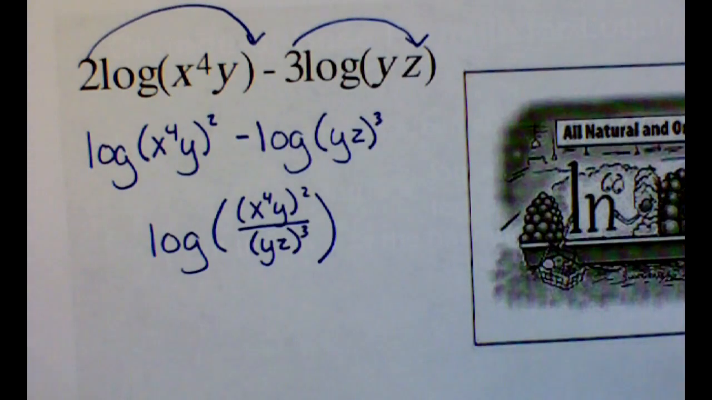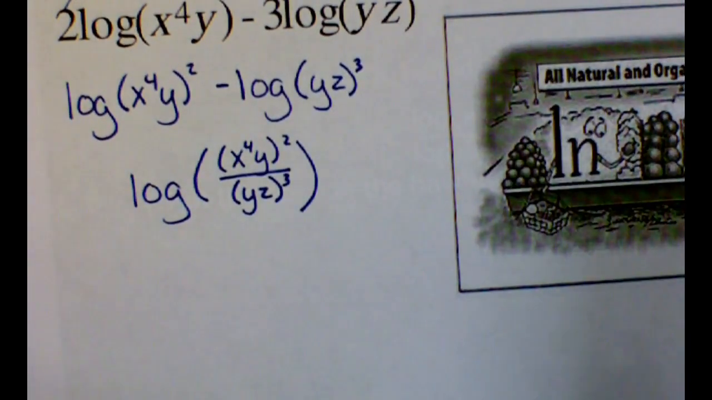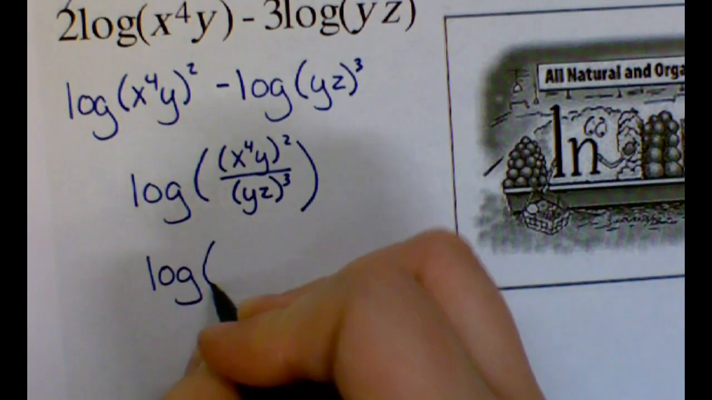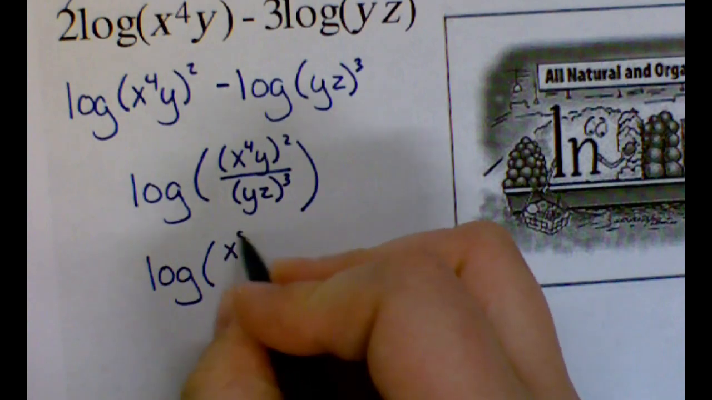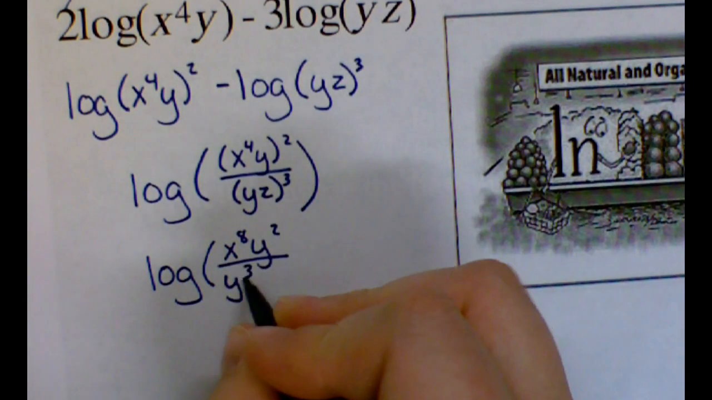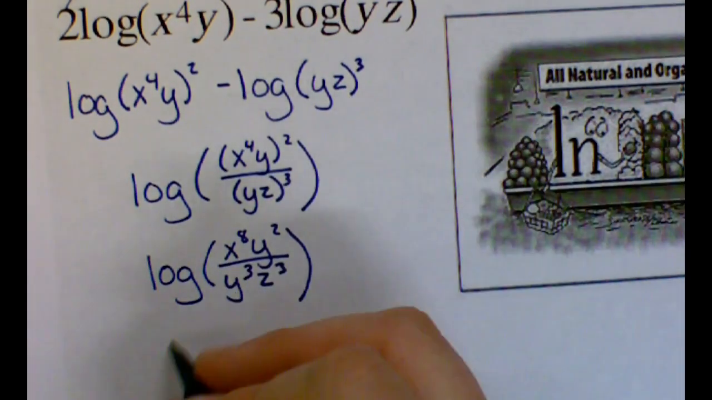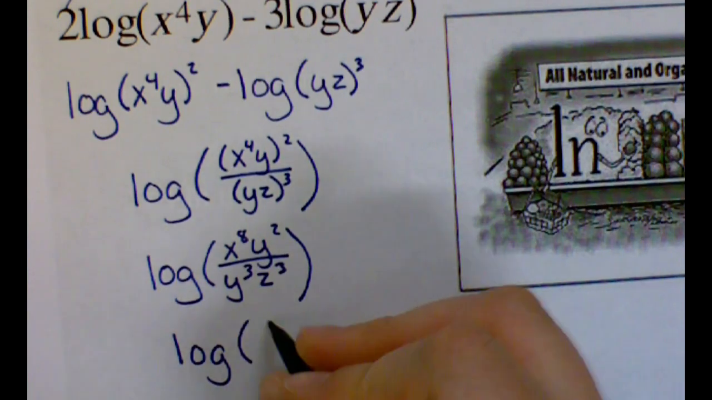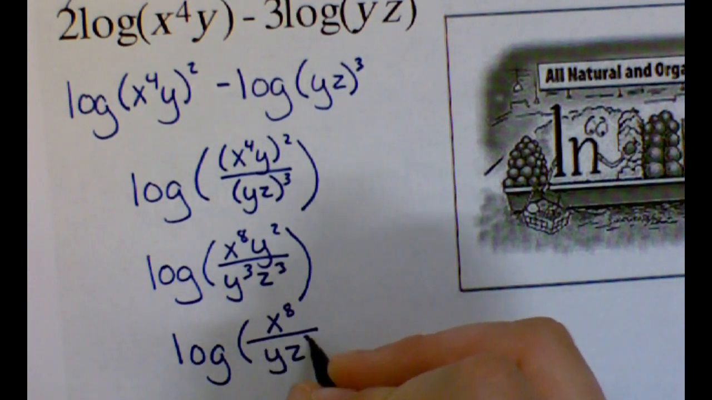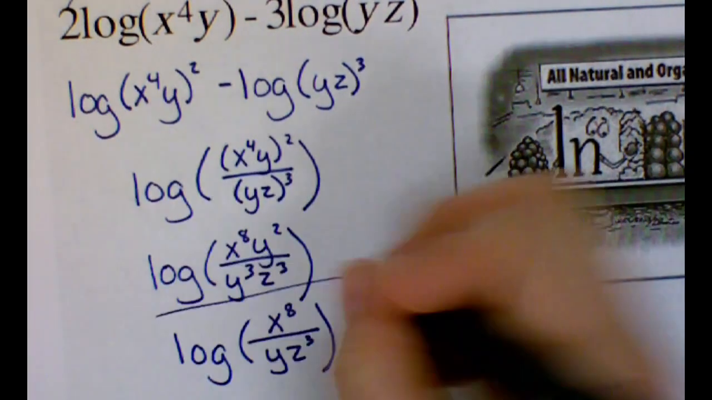To fully simplify this, I'm going to keep going. So if your directions say fully simplify, you don't want to stop there. You want to combine things. X to the 4th squared is x to the 8th times y squared over y cubed z cubed. And then I see my y's can cancel, leaving me a y in the denominator. So I have the log of x to the 8th power over y z cubed. Final answer.